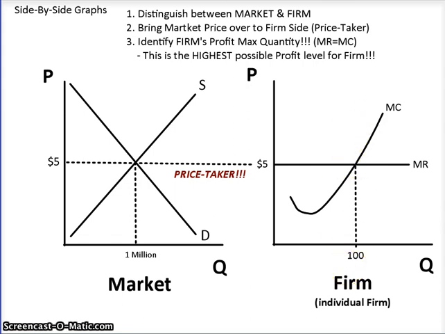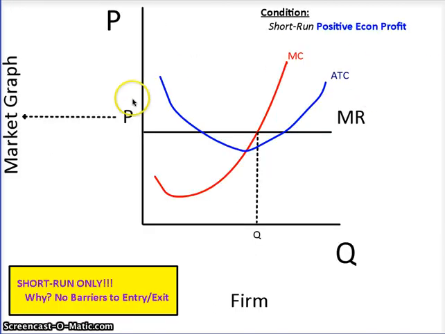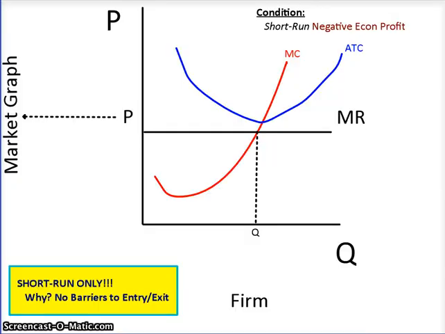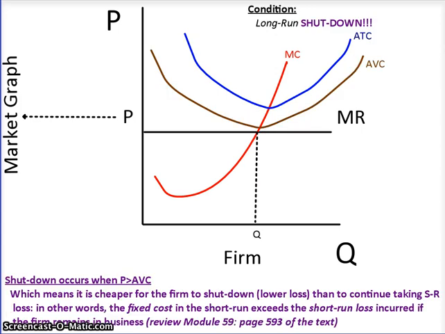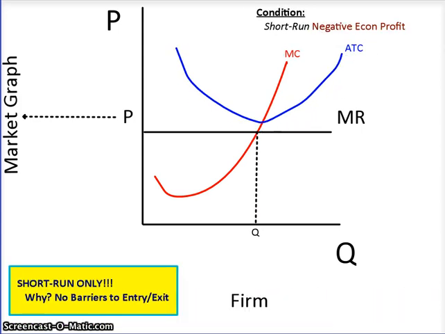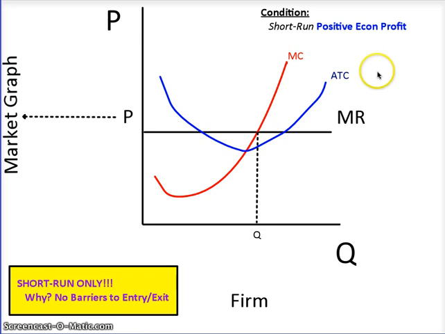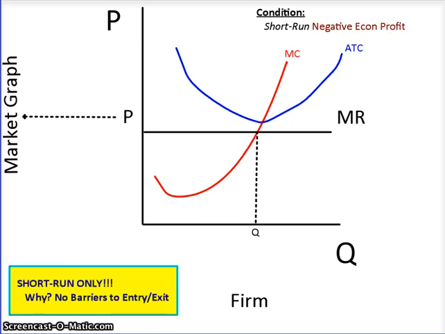What we're going to do is we're going to assess the four conditions that exist. There are four conditions, and the conditions are positive economic profit, negative economic profit, zero economic profit, and shutdown. Now what I want you to notice is what's changing here, at least in the first three, is the ATC.